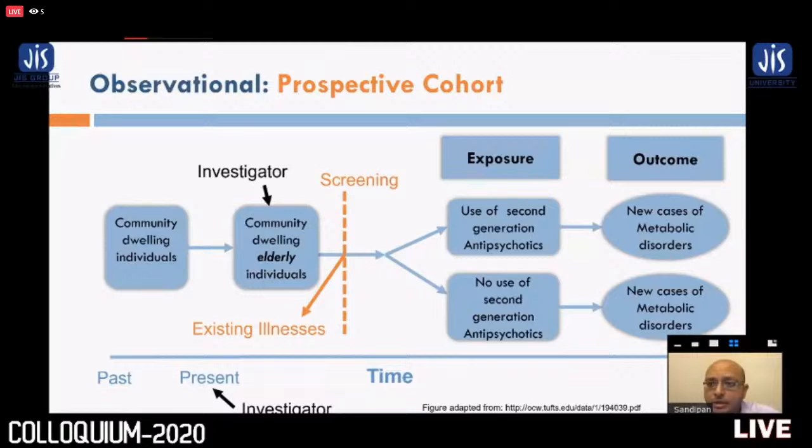So, quick quiz question. What do you think is the biggest limitation associated with observational studies? Is it lack of randomization, lack of placebo control groups, lack of strict inclusion exclusion criteria, or lack of large sample sizes?